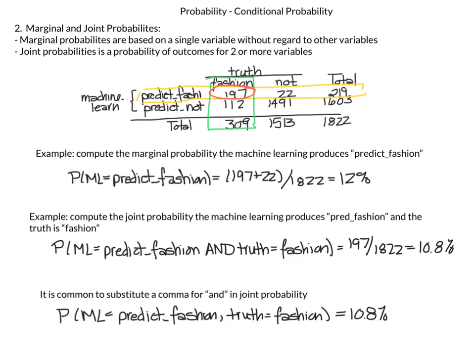And just a quick note, it is common to substitute a comma for the "and" in joint probability. So instead of writing the machine learning predicts fashion and truth equals fashion, we could write machine learning equals predict fashion, comma, truth equals fashion, equals 10.8%. Think of a comma as just separating all the events that we want to consider.